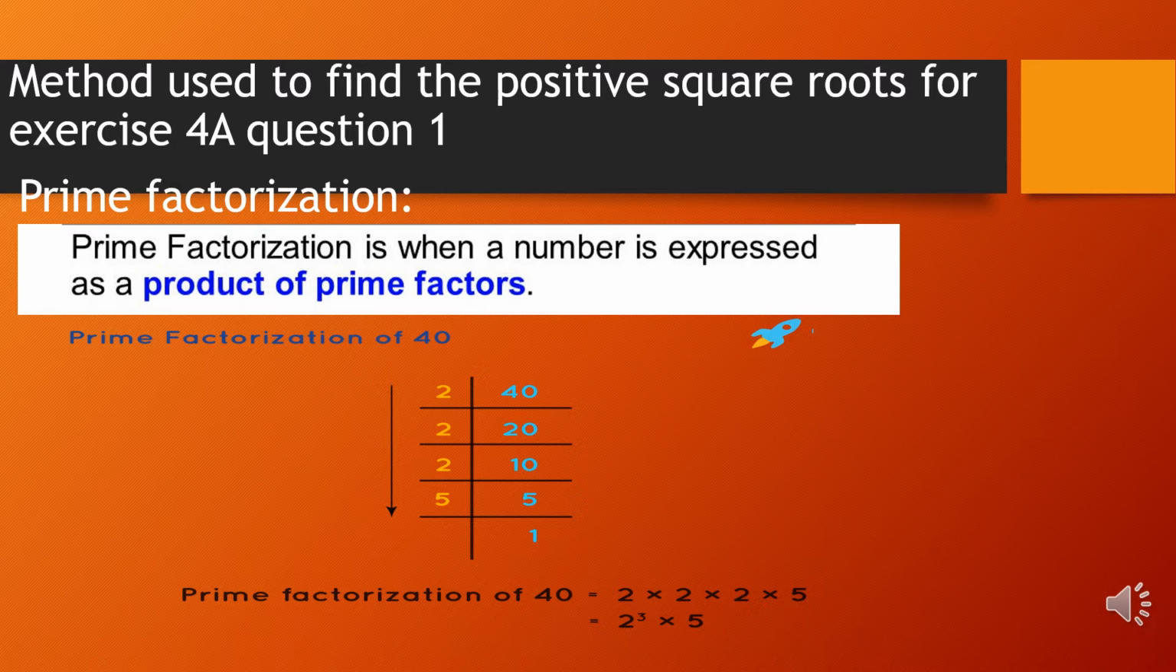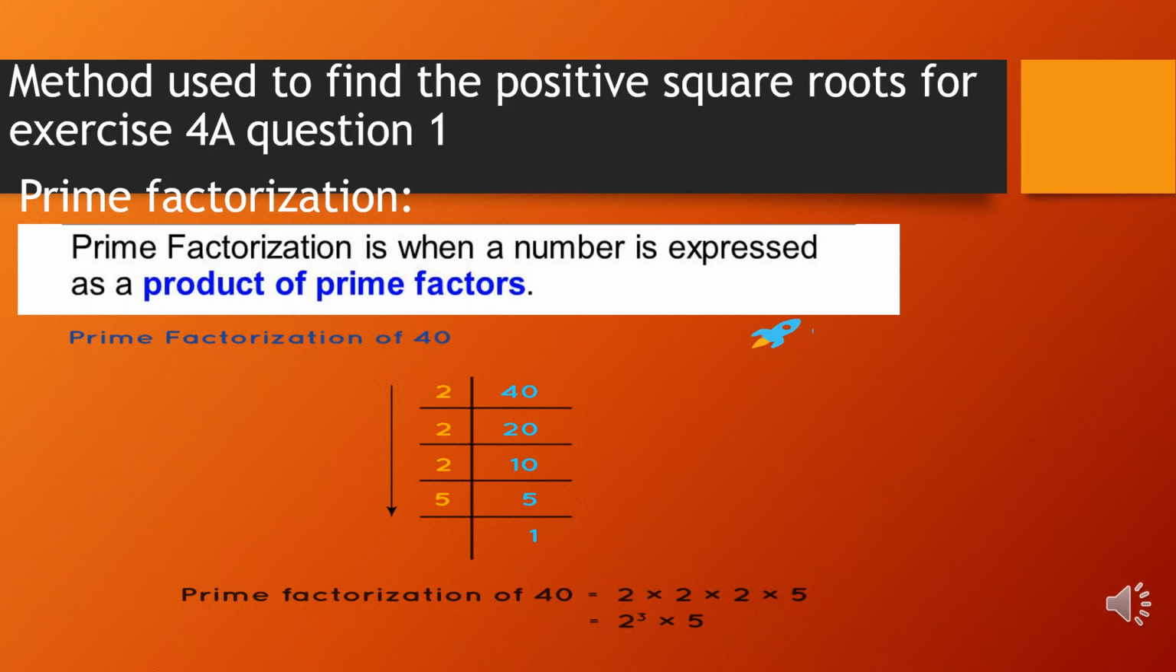Now you remember that prime factors are those numbers which only come in their own table, like 3, like 5, like 7. They only come in their own table. They do not come in any other times table. So you have to make prime factors. The numbers should be prime of any number for which you have to take out the square root.